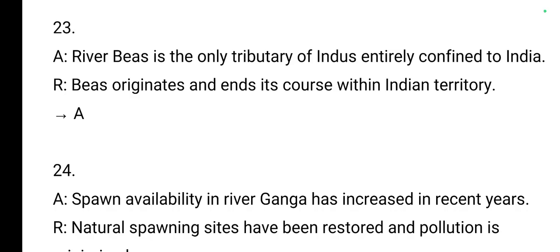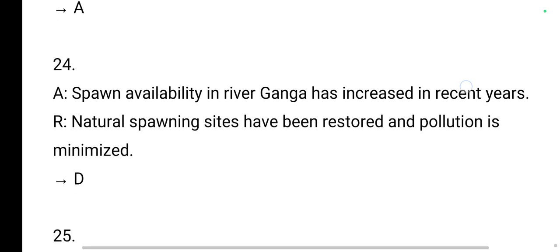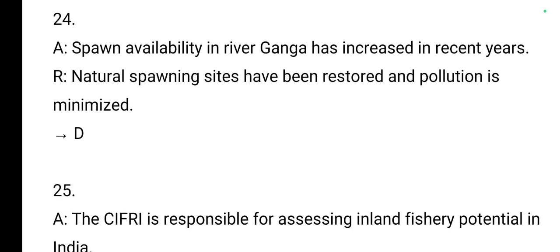River Beas is the only tributary of Indus entirely confined to India. Beas originates and ends its course within Indian territory. So the answer will be A. Spawn availability in River Ganga has increased in recent years. Natural spawning sites have been restored and pollution is minimized. So the answer will be D.